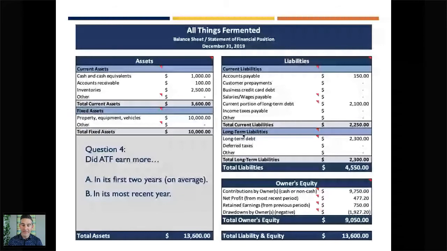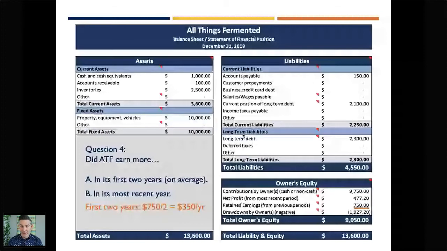We're going to have to find this. It's probably going to be in the owner's equity section, right? Because we're talking about our earnings. So let's go ahead and look down there. So we have our retained earnings of $750. And again, that was over 2 years.